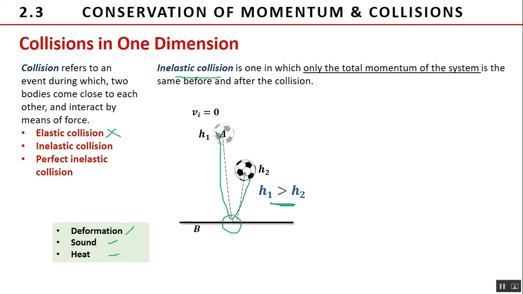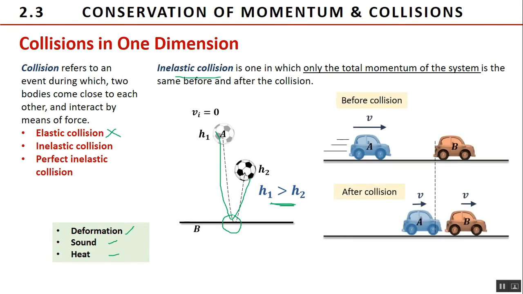This is also the case in collision of cars. The kinetic energy of car A is transformed partially into kinetic energy of car B. The remaining amount is converted into some form of energy that causes deformation, sound and heat.